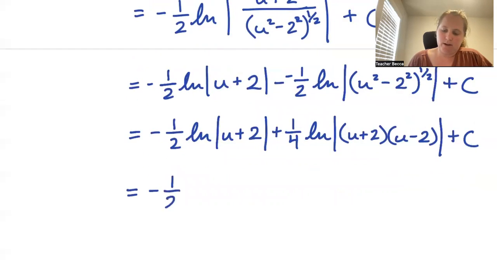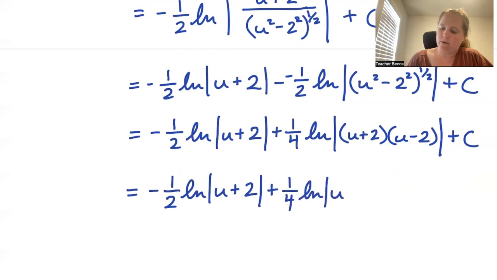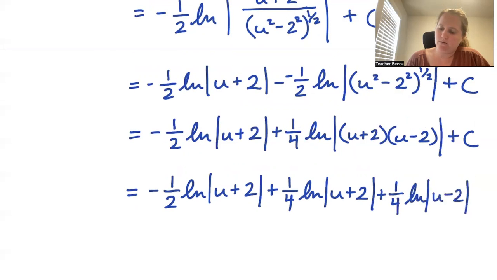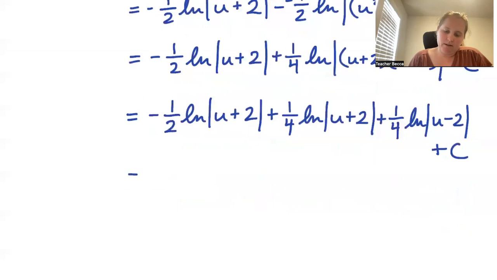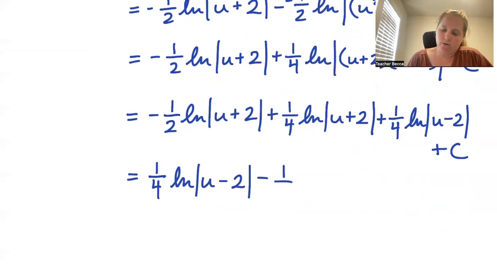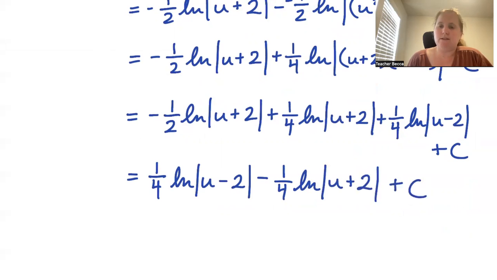This becomes negative 1/2 times the natural log of the absolute value of u plus 2, plus 1/4 times the natural log of the absolute value of u plus 2. Again, splitting multiplication inside the logarithm becomes addition outside. So plus 1/4 times the natural log of the absolute value of u minus 2, and plus c. And this simplifies to 1/4 natural log of the absolute value of u minus 2 minus 1/4 times the natural log of the absolute value of u plus 2 plus c.